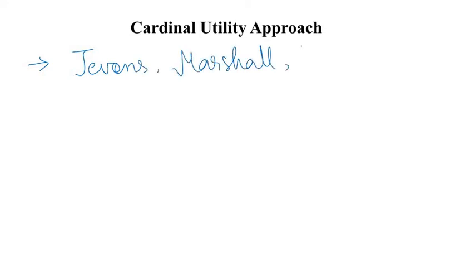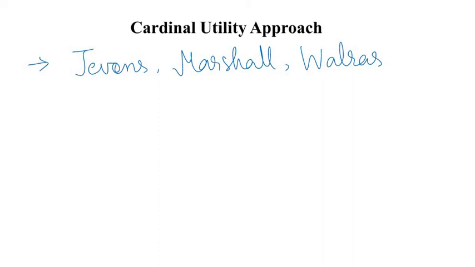So the Cardinal Utility approach was developed by the believers of marginalism. There were certain marginal economists who were supporting the idea of cardinal utility. And the question is, who were they? These marginalists were Jevons, Marshall, and Walras. Yes, I'm discussing some of the names.